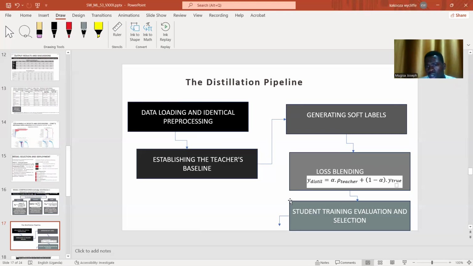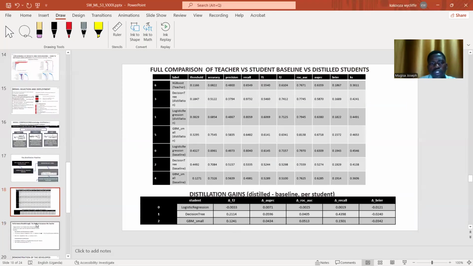So after the phase of loss blending, we carry out student training, and then the evaluation and the selection. This is the full comparison of the different student models we have been able to train. We establish their own baselines, given they are not students. The baselines learn from the hard labels, the zeros and ones, and the students learn from the soft labels coming from the teacher. And then that's the comparison.